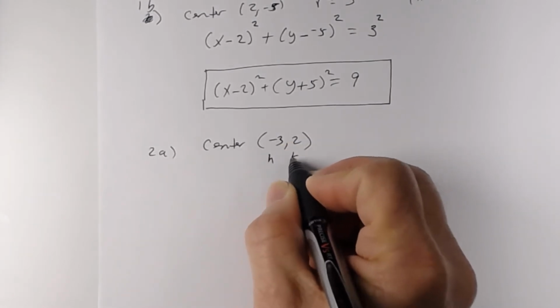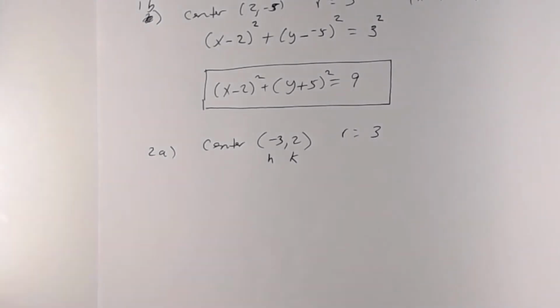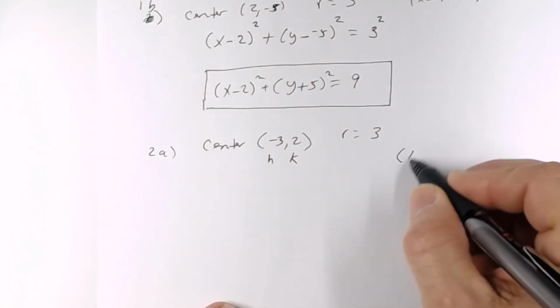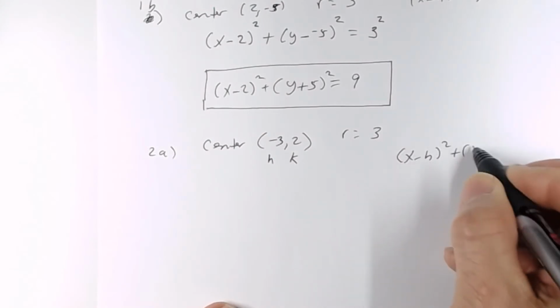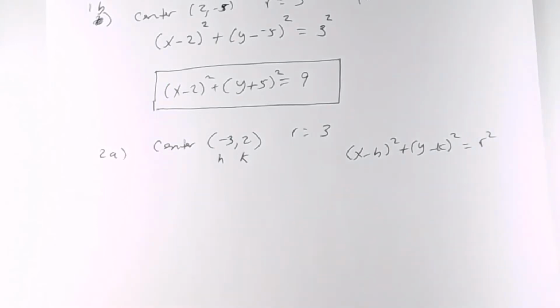Negative 3, and k is 2. And you're told the length of the radius is 3. And all you do is just plug into the formula. So I get (x minus h) squared plus (y minus k) squared equal r squared. And you just got to remember from our discussion how it's supposed to be written.